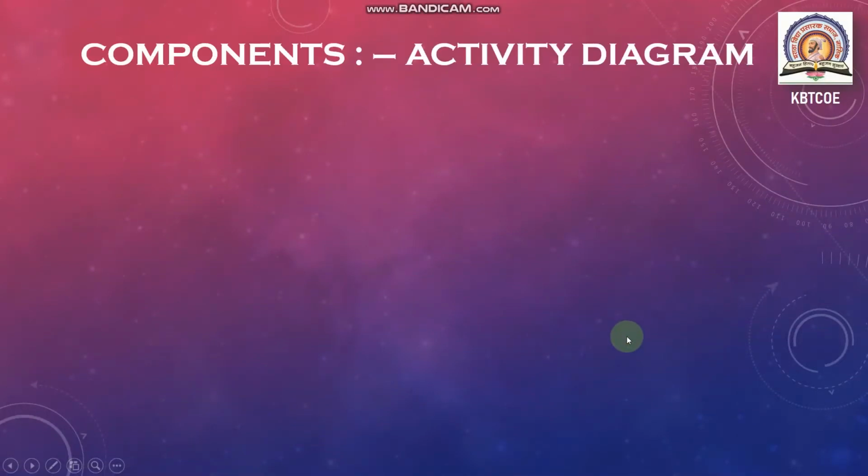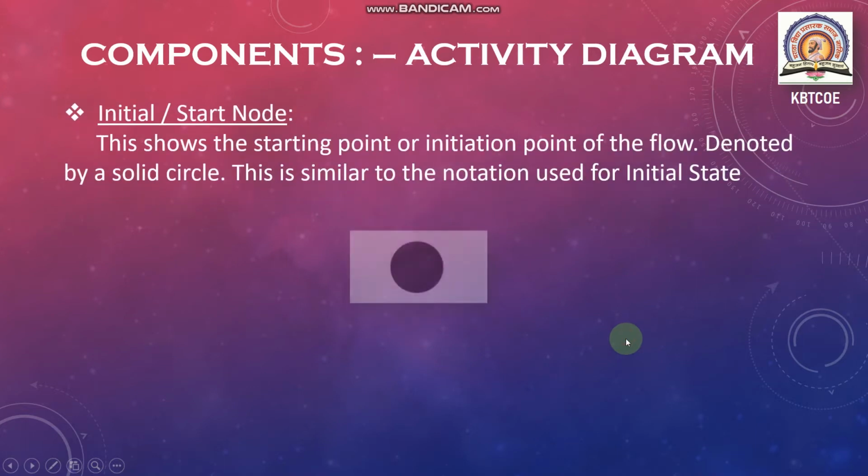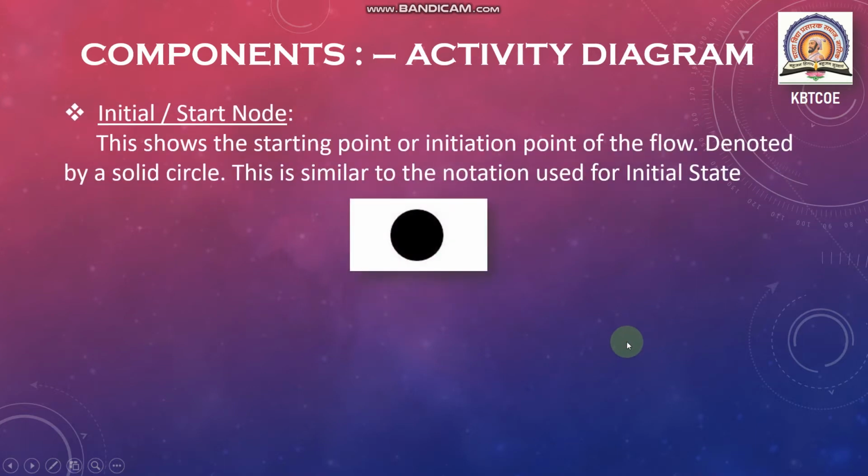Let's now proceed to the components of activity diagram. First, initial or start node. This shows the starting point or initiation point of the flow, denoted by the solid circle. This is similar to the notation used for the initial state. As you can see, a solid circle is being displayed. This is the initial point or the starting point of our activity diagram.